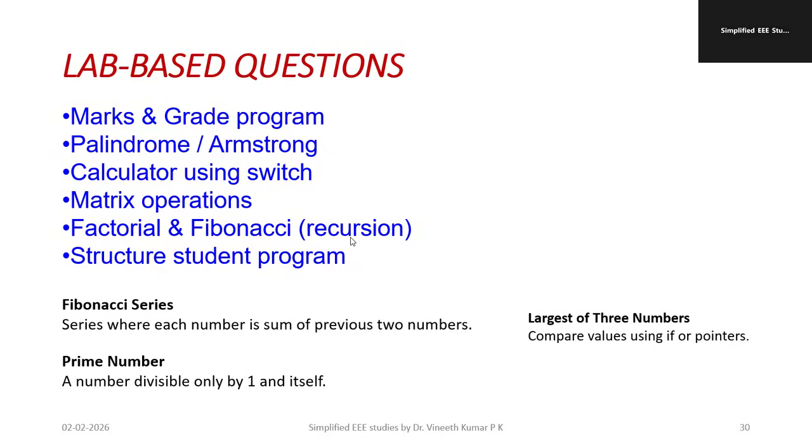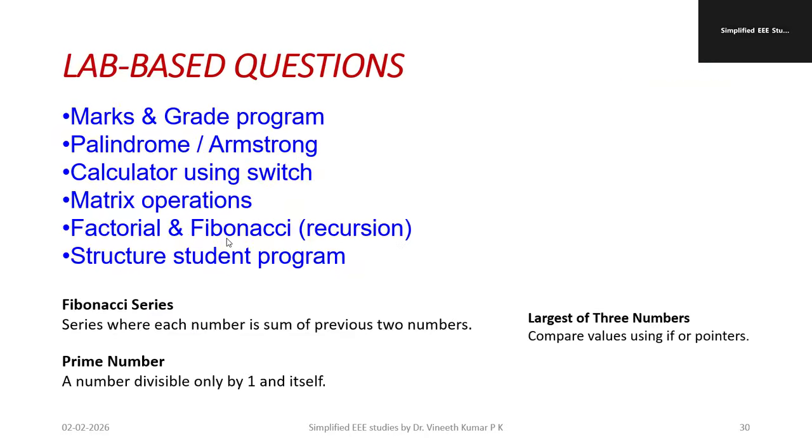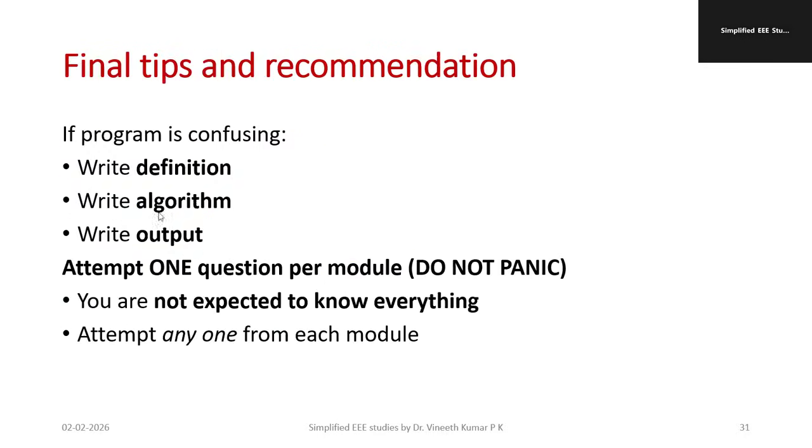Factorial and Fibonacci series using recursion. Structure of student program, which I just showed a bit earlier. So these are the most important laboratory programs. Even for the Fibonacci series, try to write the logic first: a new number is the sum of the previous two numbers. Prime number: divisible only by one and itself. Then largest of three numbers: compare the values using if or pointers.